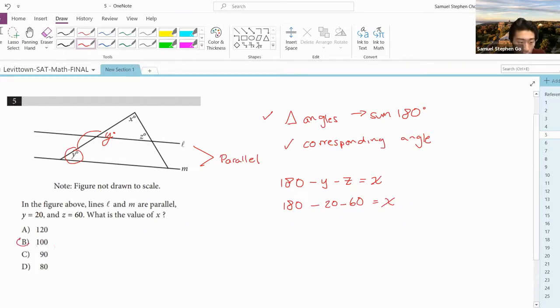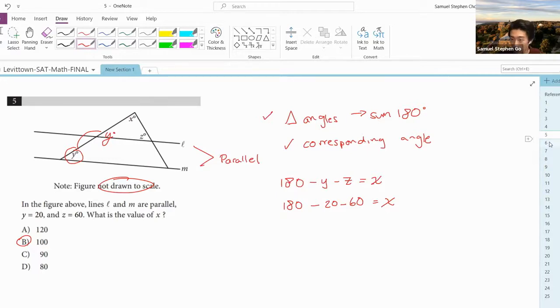100. So note this, also very important. This figure is not drawn to scale. I'm sure a lot of you are looking at this and you might say, oh, that kind of looks like a 90-degree angle, or maybe it's even less. So that's just very important. Don't trust what you see. You can trust that these are parallel lines and that these are corresponding angles, this y and this new y that I've written here in red. But just remember, this figure is not drawn to scale, so don't trust that.